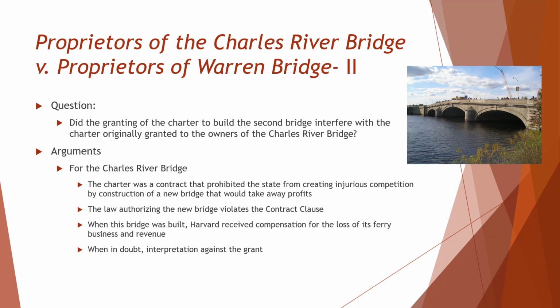So they mention this. When the bridge was built, there was a ferry system that was operated by Harvard that made toll money to go across. And they were given compensation. So basically they're saying, okay, if you're going to build this bridge, we don't even think you should build it, but if you do, we have to be compensated for our loss. So whenever in doubt, interpretation strongly against the grantor.